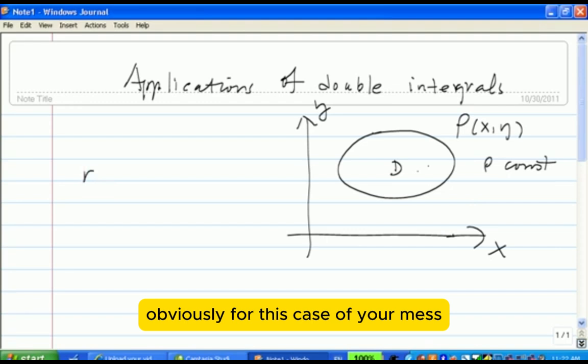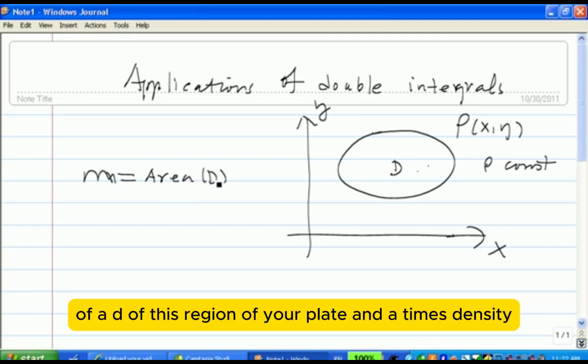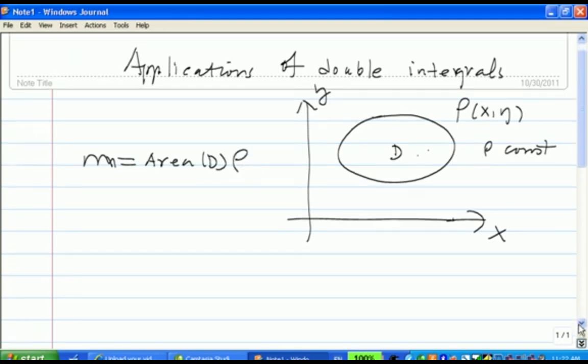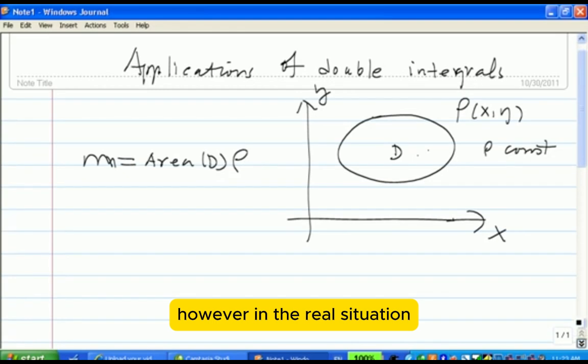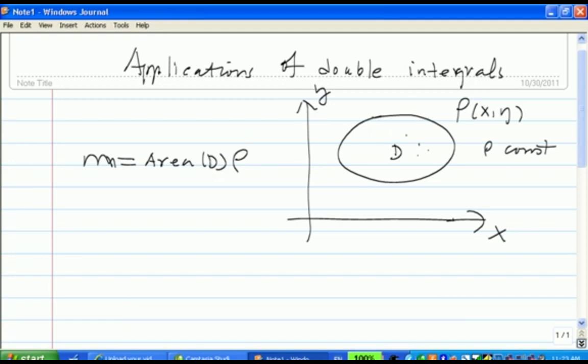If this is a constant, simple case, how do you find the mass? Obviously, for this case, your mass is simply the area of D, the region of your plate, times the density. That's it. However, in the real situation, it's almost impossible for your density to be a constant. If your density at different points takes different numbers, how do you find the mass?